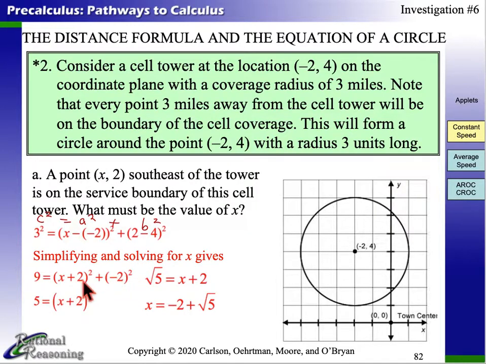We square both of those, so that's going to give us x plus 2 squared. Negative 2 squared is 4. They subtracted it from both sides, solving this to get the 9 to be 5. And then now is the time we take the square root of both sides. We could have done it earlier, but we're going to have this variable in here. So they take the square root of both sides here. Square root of 5 is equal to x plus 2.